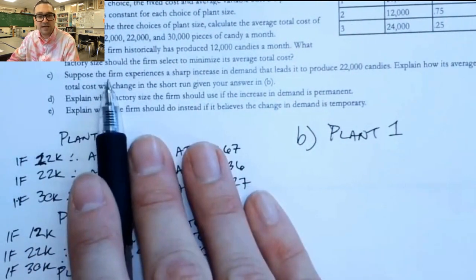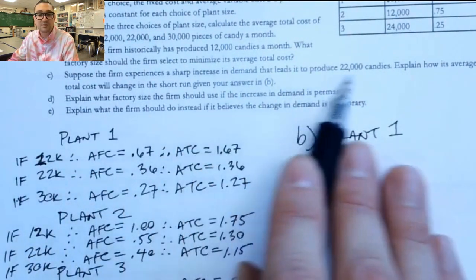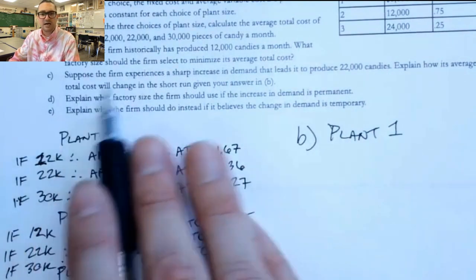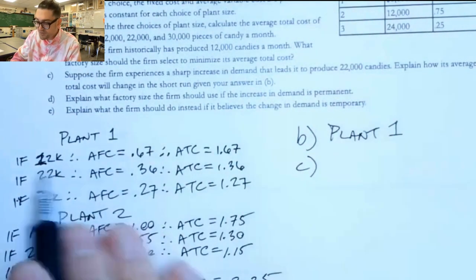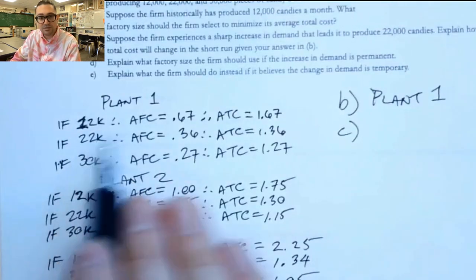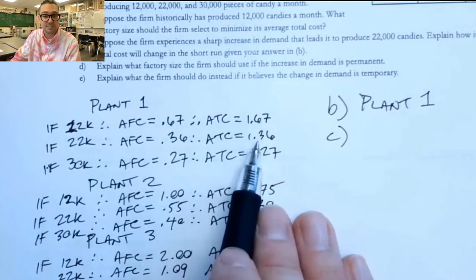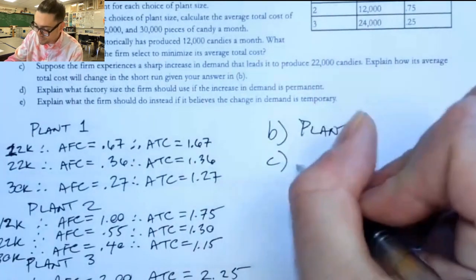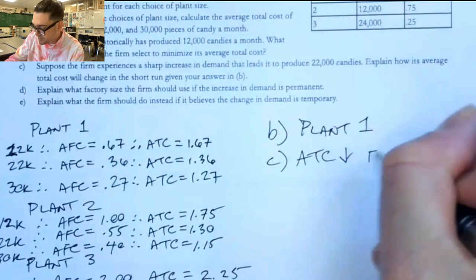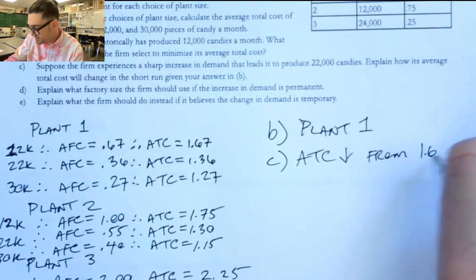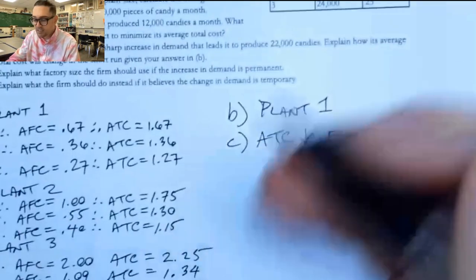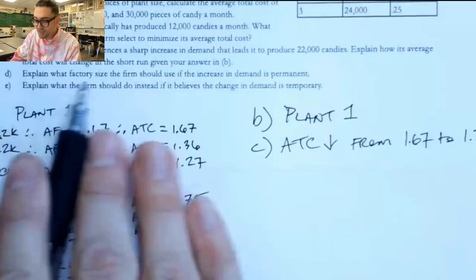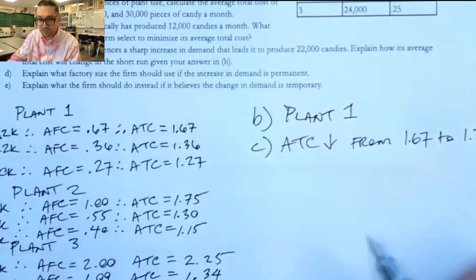Now, suppose the factory experiences a sharp increase in demand that leads it to produce 22,000 candies. How will the average cost change if you chose option B? Well, it would drop. If we went from 12,000 to 22,000, the average total cost goes from $1.67 to $1.36. So ATC decreases, we would say, from 167 to 136. It just decreases.